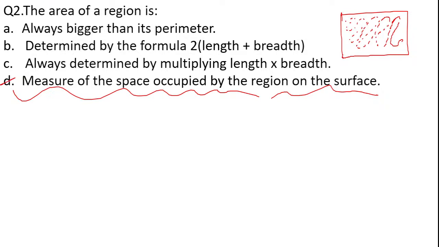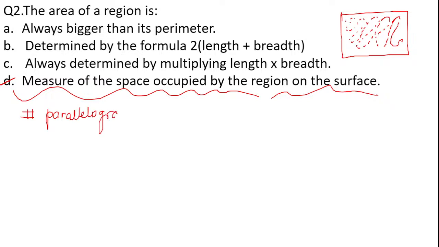So the correct answer for this given question is option D, that is the measure of the space occupied by the region on the surface. Along with this, let us see the different shapes whose area can be asked in the examination. So first thing, please note it down. The first shape is the parallelogram.